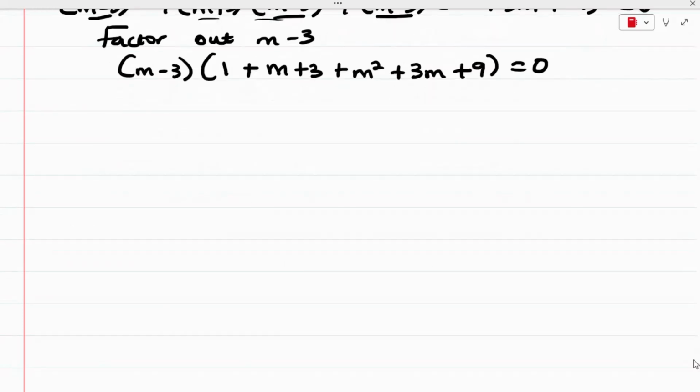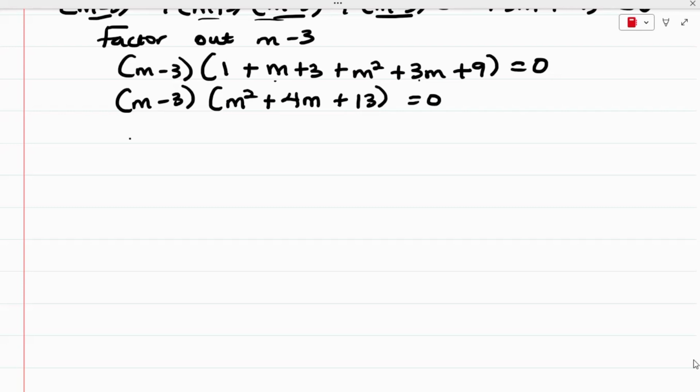So from here we have m minus 3 multiply, starting from m square, collecting like terms, m plus 3m is going to give us 4m, plus 1 plus 3 is 4, 4 plus 9 is going to give us 13, and this is equal to 0. So from here we have m minus 3 is equal to 0, and m square plus 4m plus 13 is equal to 0.